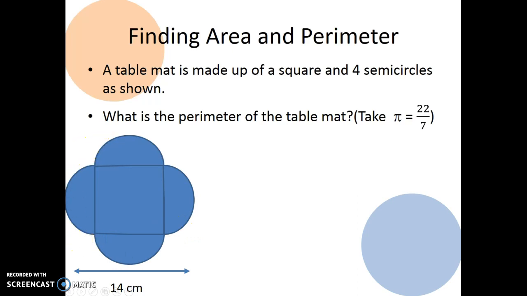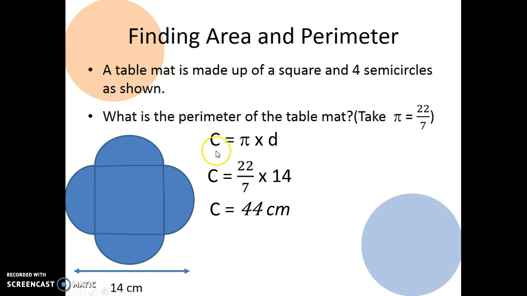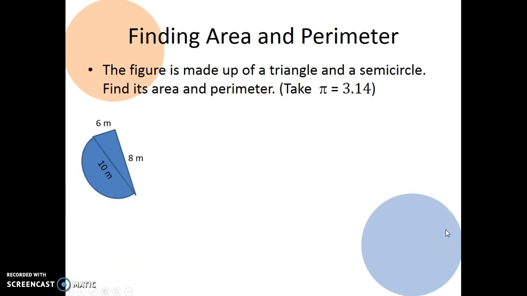So really, I just need to find the perimeter of 2 circles. So I'll find the perimeter of 1, and then I'll multiply it by 2 at the end. So pi times diameter, or 22 over 7 times 14, and I'm going to end up with 44 centimeters. Now you'll notice that I have a C here for circumference. Remember that circumference and perimeter are the same thing. It's just that when we have an odd shape like that, we don't really typically use the word circumference. Okay, now I've multiplied that by 2, and I've got 88 centimeters total.